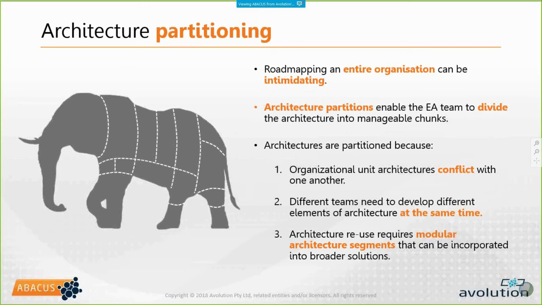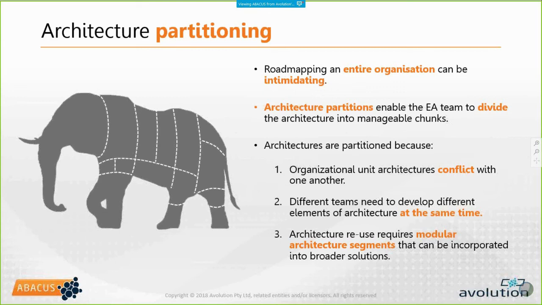And the reasons we partition architectures are multiple, really. For example, we may have different organizational units that conflict with each other, and they may need to conflict with each other. So there may actually be a legitimate case why the architecture for one org unit looks different from the architecture for another org unit. It might be that one is optimized for cost, one is optimized for scale. There are legitimate reasons to have different speed architecture within a business.